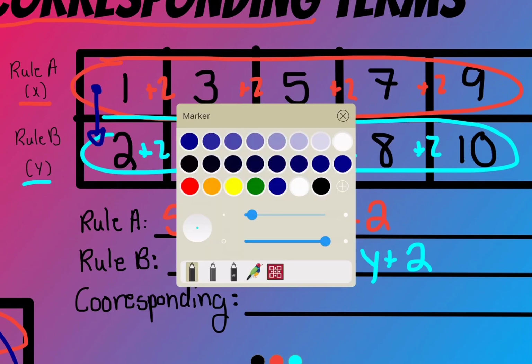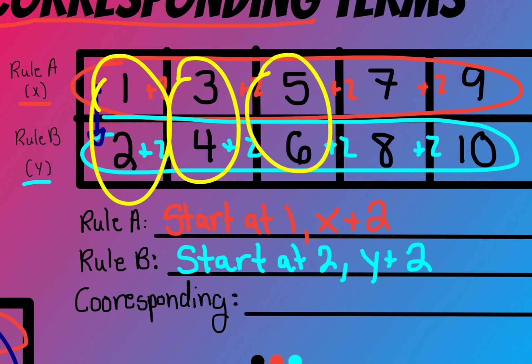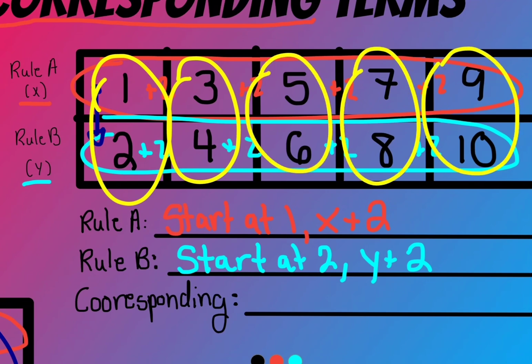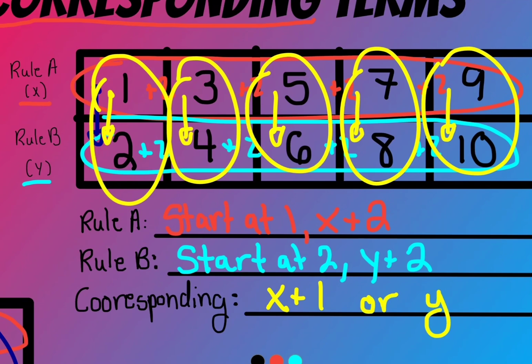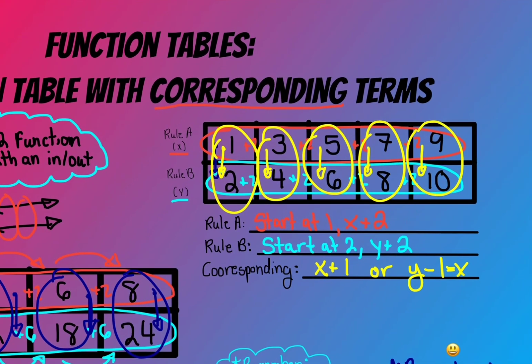Now I got to figure out my corresponding terms. Let's do a different color. It's easier to see. If I'm going from here to here, here to here, here to here, what's happening to my numbers? Well, going from a 1 to 2, a 3 to a 4, a 5 to a 6, a 7 to an 8, a 9 to a 10. To get my y numbers, I need to have my x and add 1 to it. Or, some people like to go the other way. If I'm trying to go from my y numbers to my x, I do y minus 1 equals x. And that's how you do a two-function table with corresponding terms.